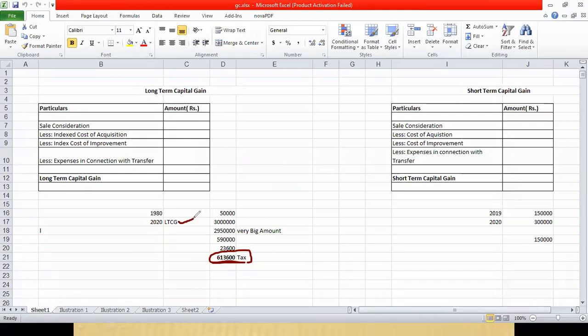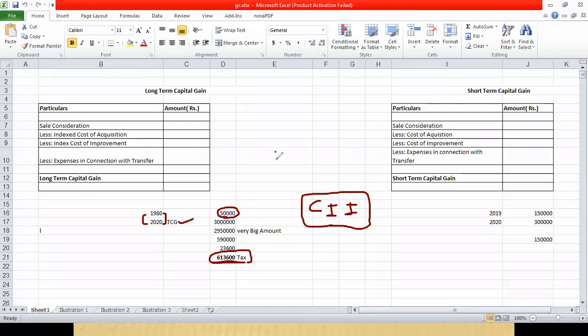The Income Tax Act says that you can increase this 50,000. Since there are very vast differences between the years, you can increase this cost by applying a factor which is known as the cost inflation index. We will apply this cost inflation index and increase the cost.